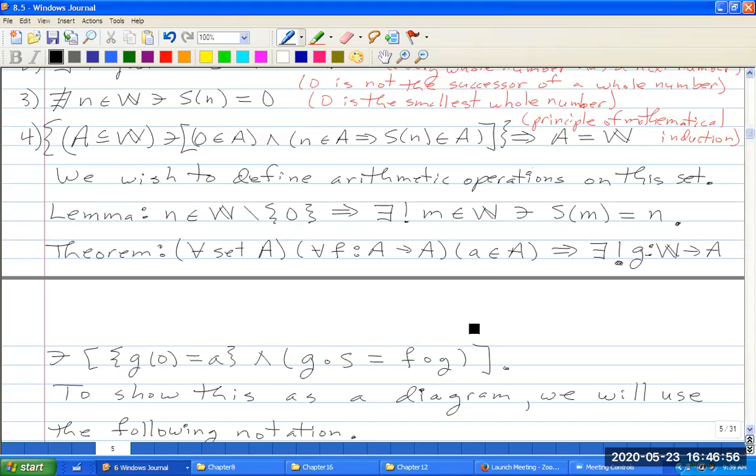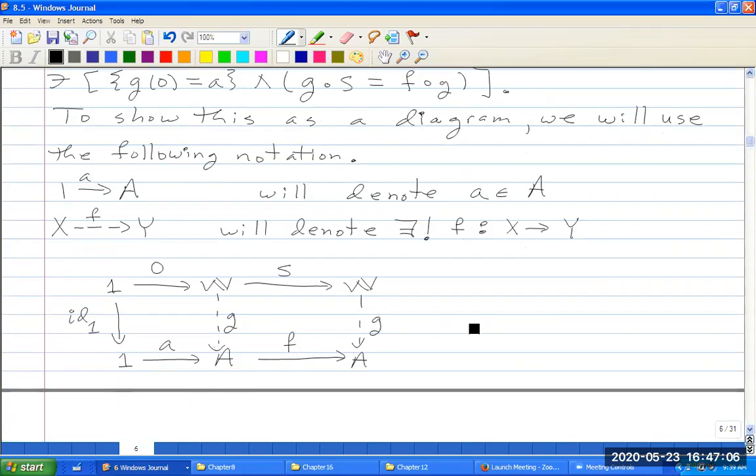So let me show this diagrammatically. To show this as a diagram, we use the following: 1, an arrow, a set A, and a quantity above the arrow. This will denote that little a is a member of the set A. So that little diagram means that.